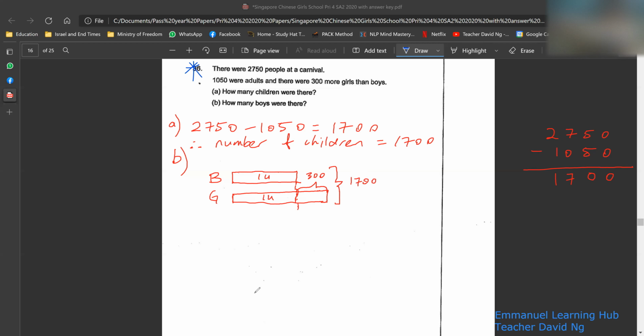Okay. First, do you understand the model that I'm drawing? Can you explain to me? B stands for boys, G stands for girls. Then they say there are 300 more girls than boys. But with 300 more girls than boys, we need to find the amount of children first. So 2,750 minus 1,050 equals 1,700. Then it means the children is 1,700. Then 1,700 minus 300 equals 1,400. That equals the amount of the girls and boys minus the 300. Very good. 1,400 divided by 2, because divided between girls and boys.